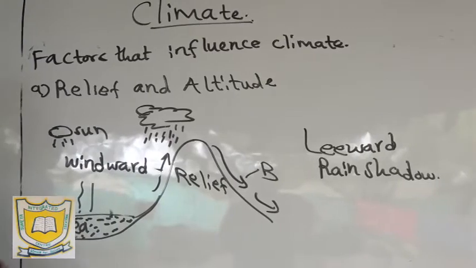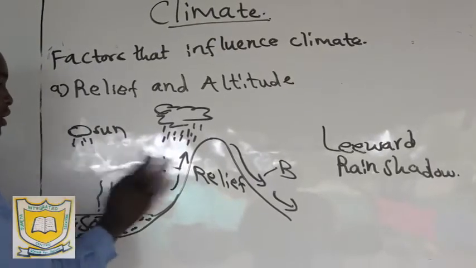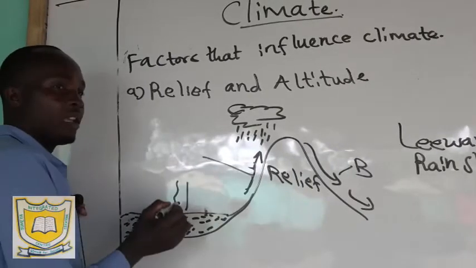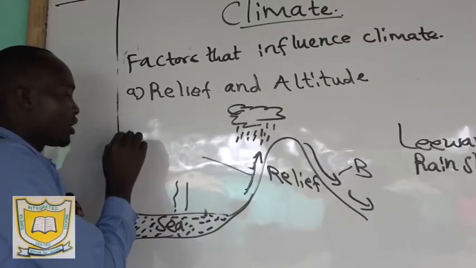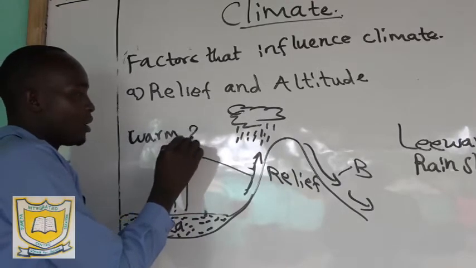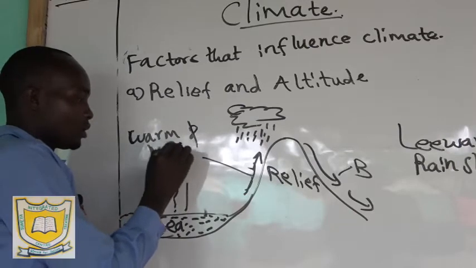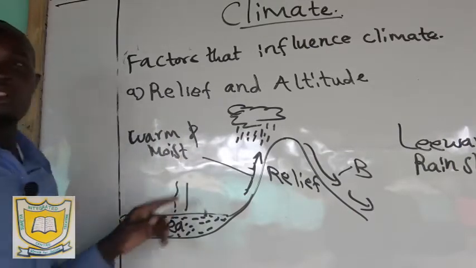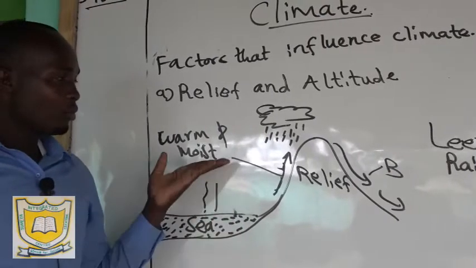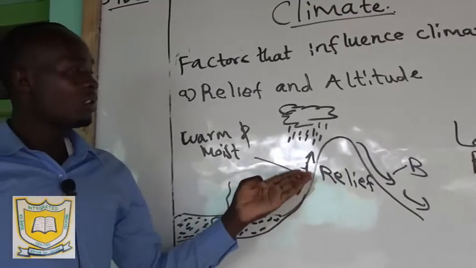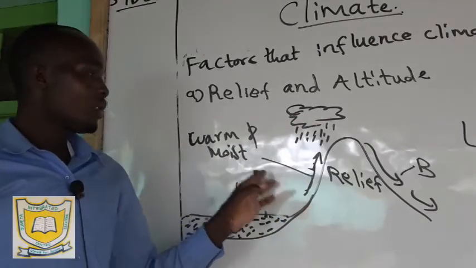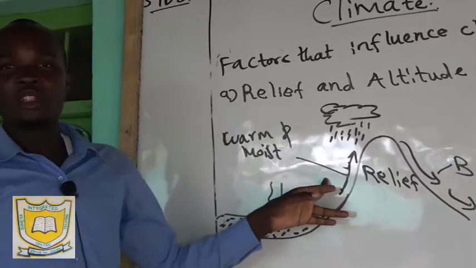Then when you look here, we have these arrows, arrow A. This one is warm and moist wind. We are calling it moist because it contains some moisture from the sea. So that's why when it is pushed towards this relief region, it condenses here and then it comes back as rainfall. So this wind is warm and moist in nature.